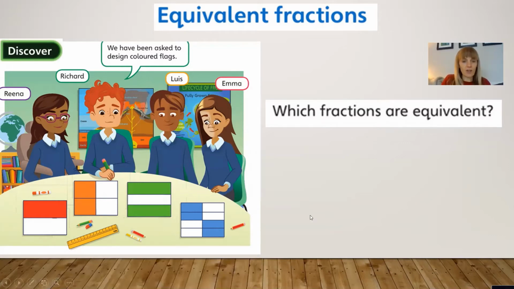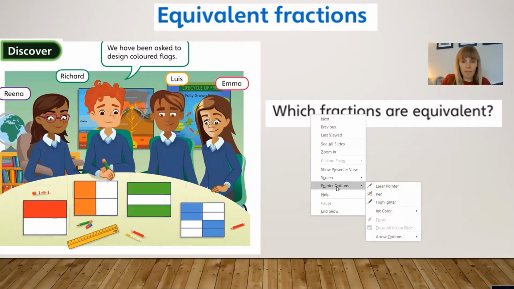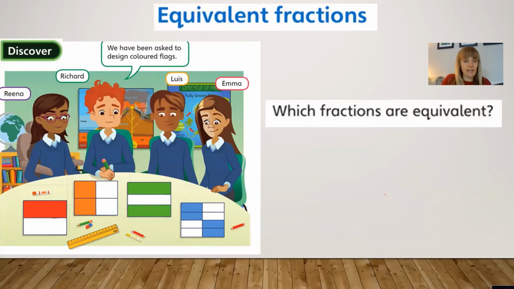So if we take a look at the flags that they have drawn, we can see that they have got different amounts shaded inside their flag. So we can see that Rena has got one part that's red, one part that's white. So she's shaded half of her flag. Richard, his is divided into 4, so quarters, and 2 are shaded. Louis, his is divided into 3 and he's shaded 2. And Emma has decided to chop hers into 8 and she has shaded 4.